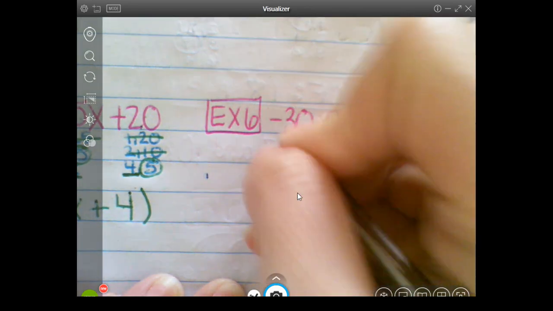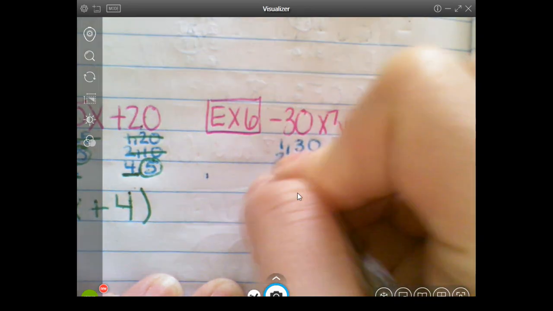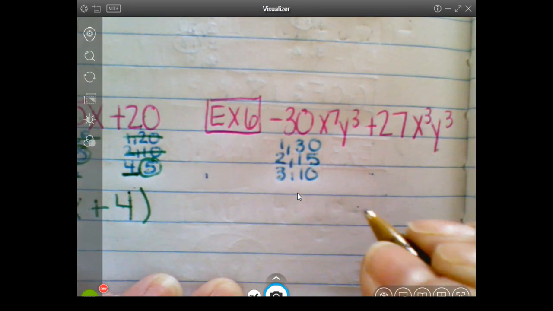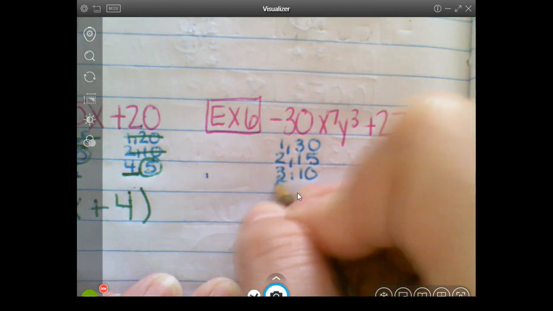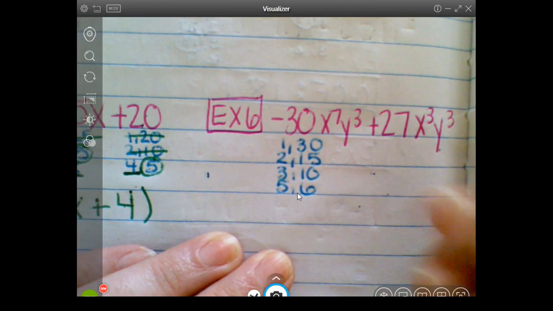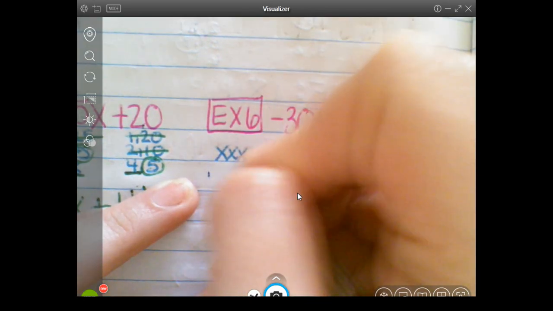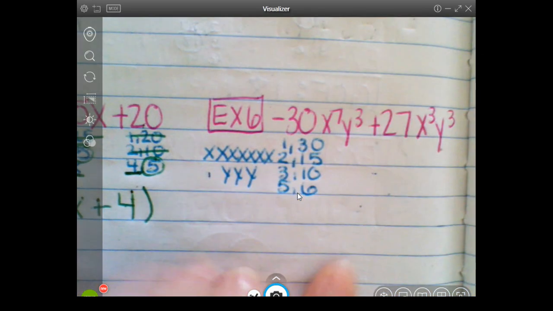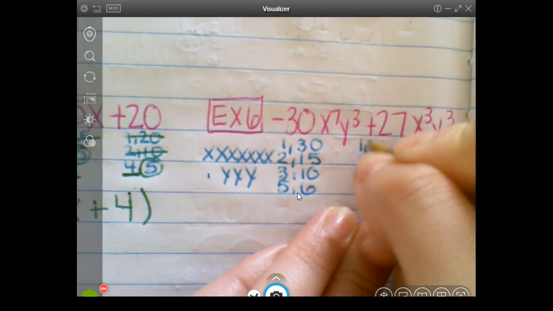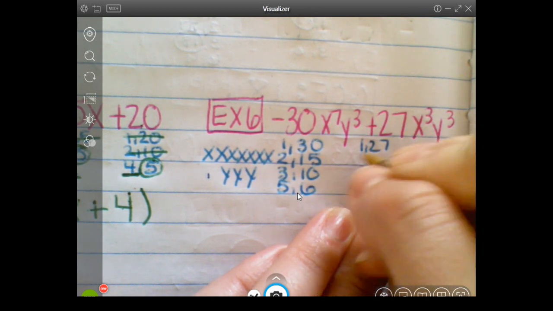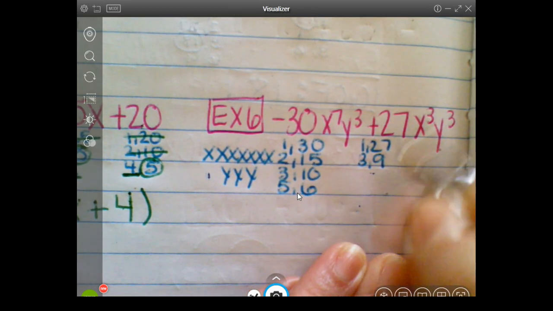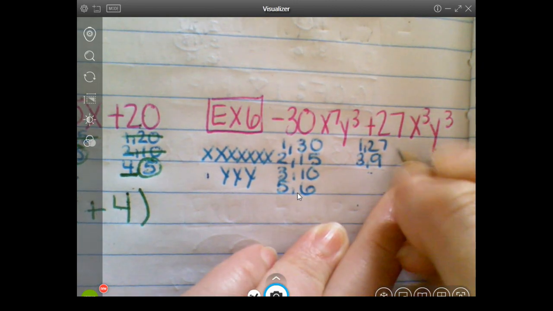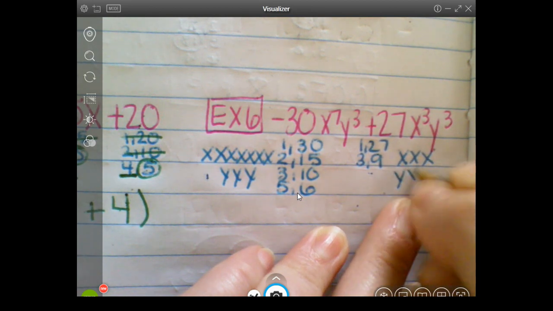So 1 and 30, 2 and 15, 3 and 10, 4, no, 5 and 6. Now this one's kind of a long one. It's got 7 x's. I'm going to put them over here. And 3 y's. 27. 1 and 27. 2, no, because it's a 7. 3, yeah, 3 and 9. 4, no. 5, no. 6, no. 7, no. 8, no. 9, back to the beginning. 3 x's and 3 y's.